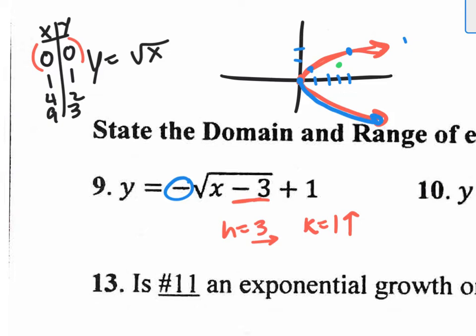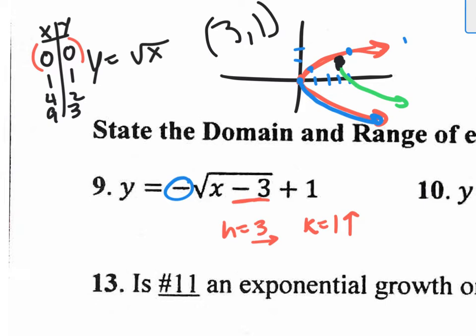And it would still be going down in this direction forever. So this beginning point is actually the coordinate (h, k), which is (3, 1). And we know it actually starts right there at (3, 1), okay? And the whole green graph is below (3, 1), and it's to the right of (3, 1).